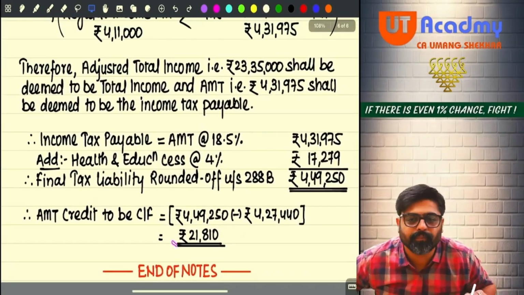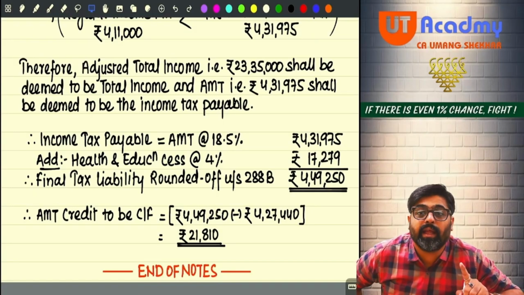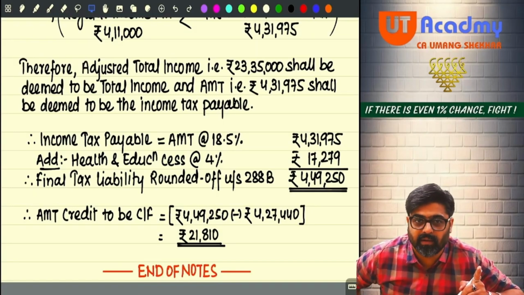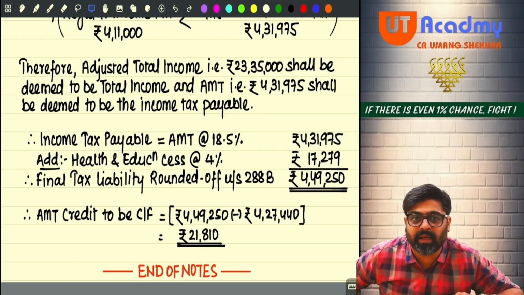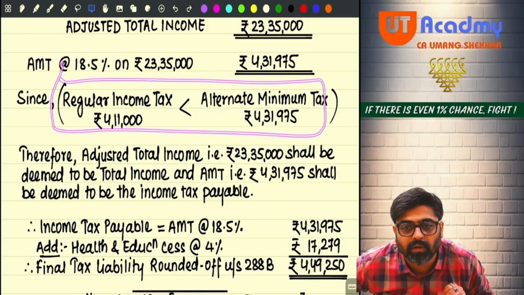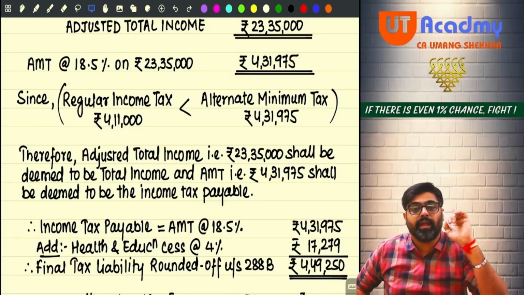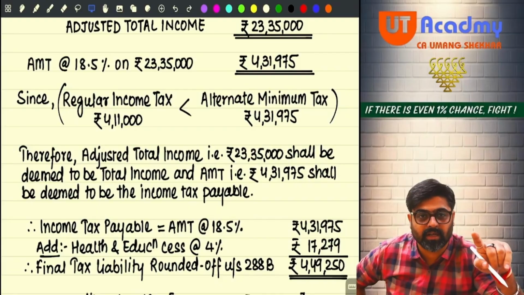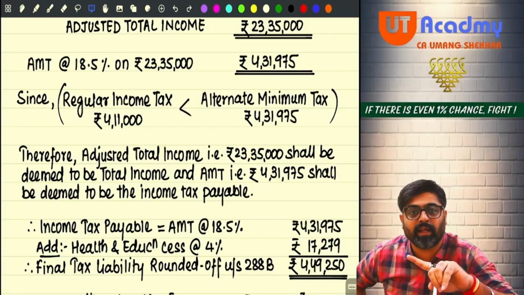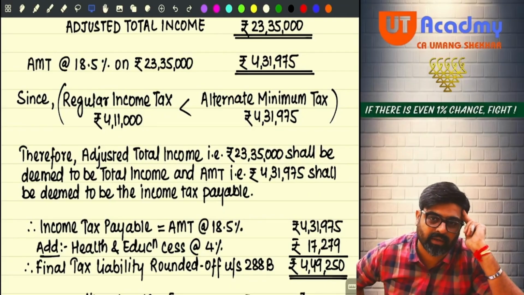Yes, this amount. So whenever you calculate AMT credit, please remember AMT credit is not the difference of these two items. Yes or no? AMT credit is the difference of AMT including cess and surcharge minus regular tax including cess and surcharge. Getting my point, sir? Will you be able to calculate like this?